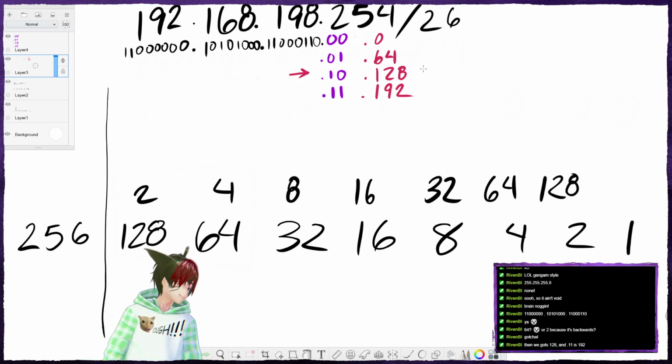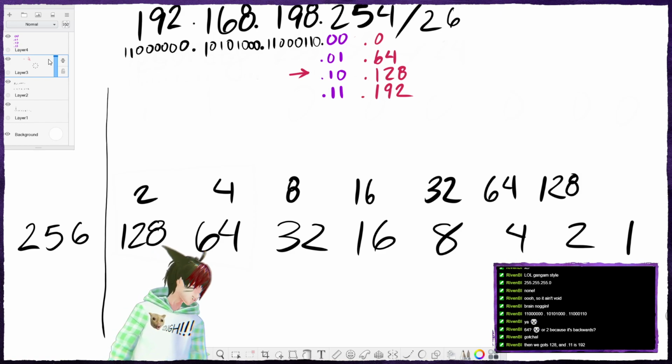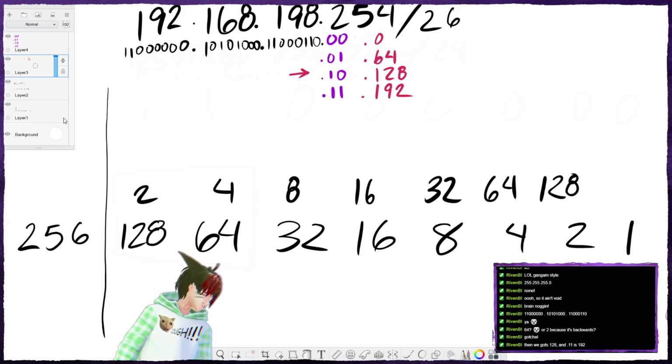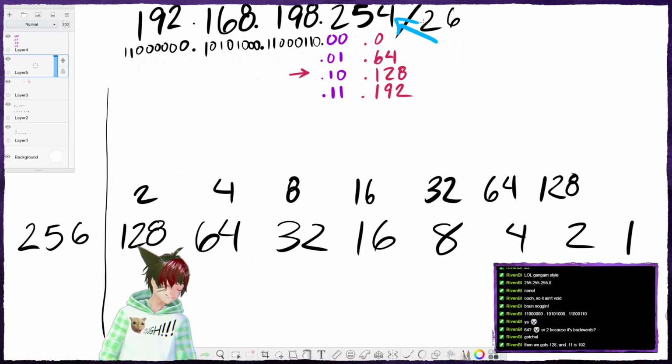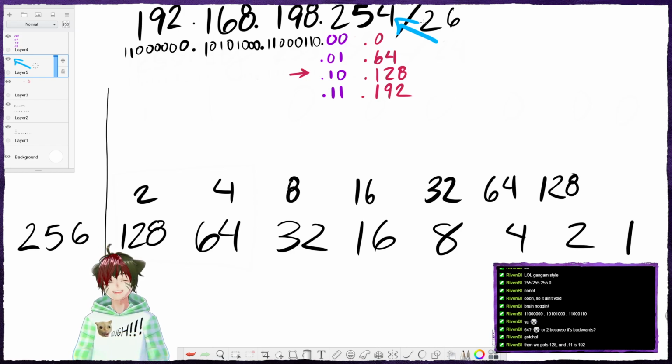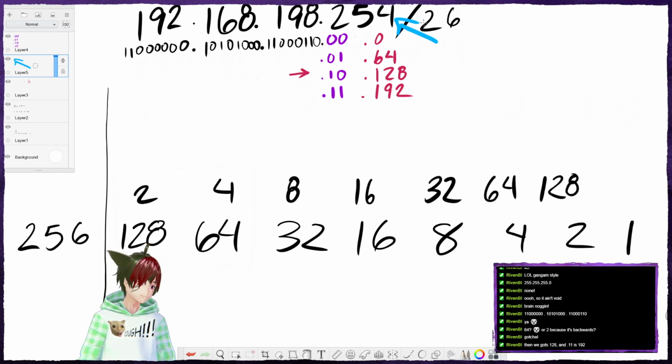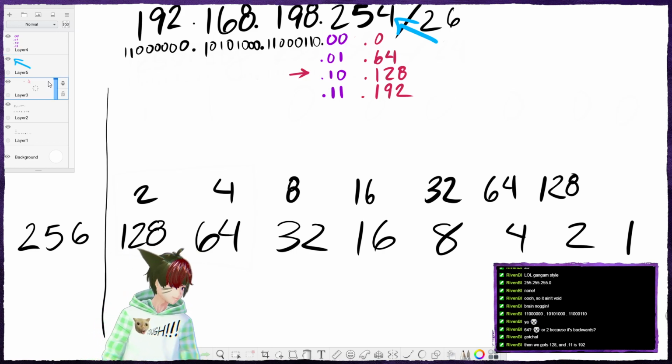So now, what network is this one on? Now that we have these IP addresses for our networks, what network is 254 on?